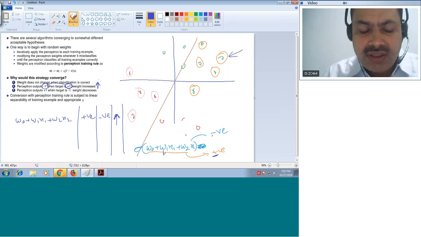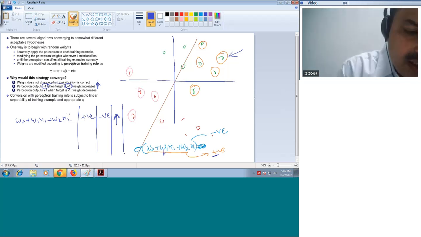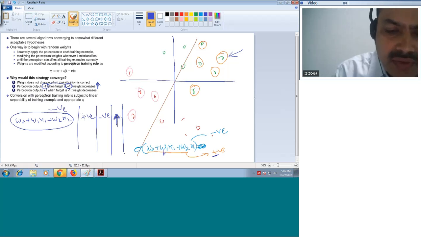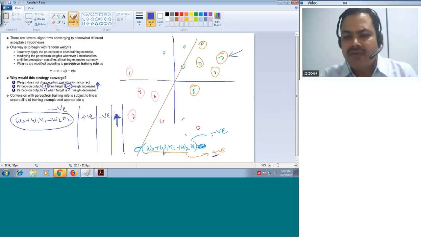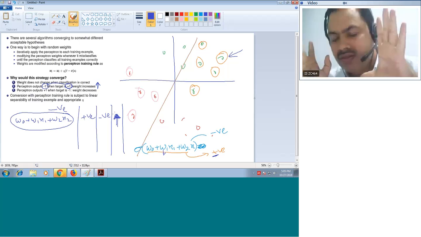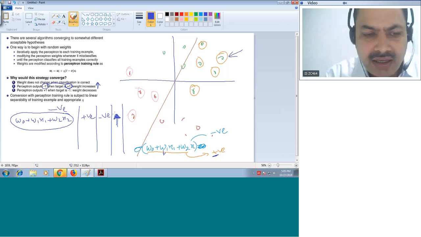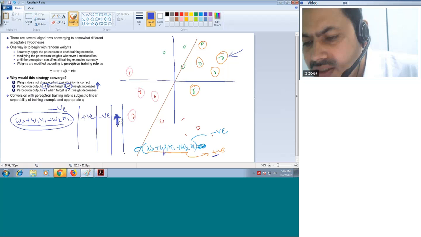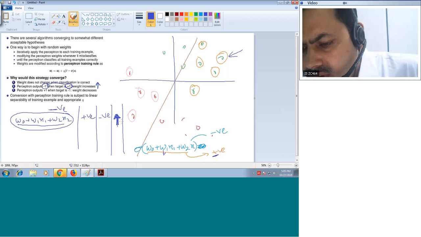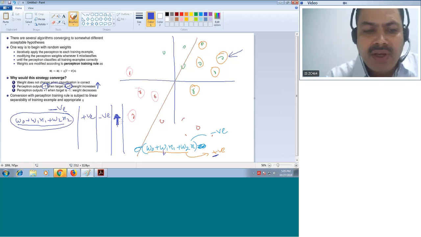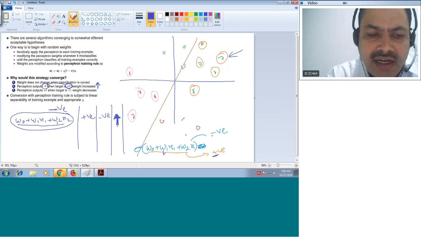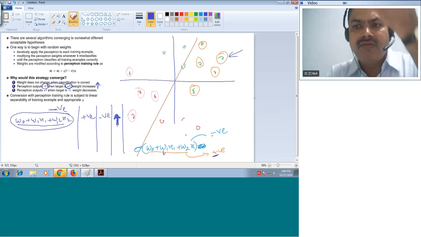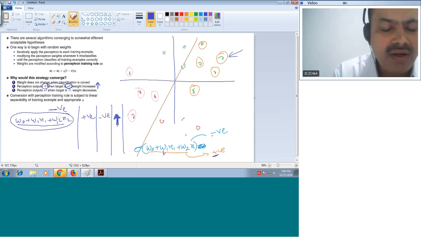When this thing is negative for a positive example, then the weight should increase. Are you with me? Say yes. When this thing is negative for a positive example, then I should increase the weight. Are you with me? Say yes or no. Yes, right? Because if you are increasing the weight, then it would not be negative. If you are increasing the weight, then it would become positive.